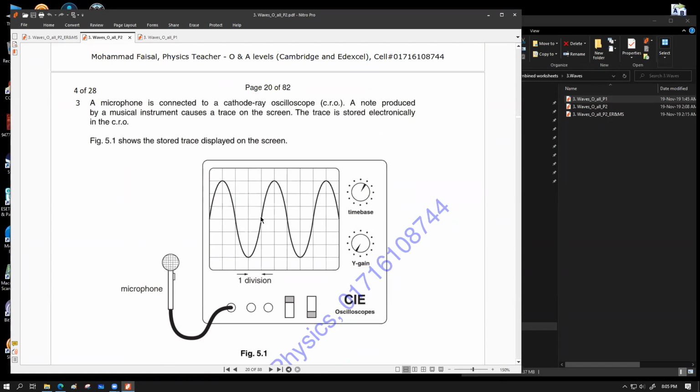In one of our last classes, I believe I discussed the structure of the CRO. Am I correct? Yes sir. But not completely, you kept one part for the next class.